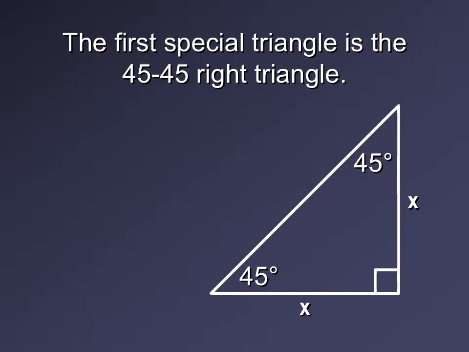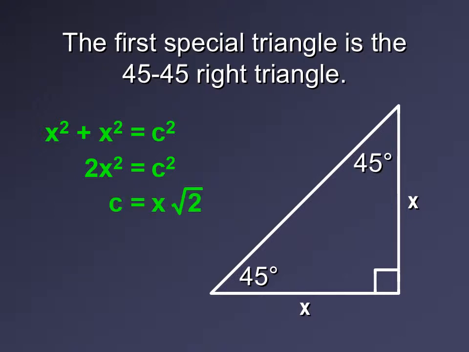Now to find the hypotenuse, or to prove the hypotenuse, we can use the Pythagorean theorem, which says x squared plus x squared equals c squared. Well, x squared plus x squared is 2x squared. So now we have 2x squared is equal to c squared. Now what we're going to do is square root both sides. So when we square root both sides, we end up with c by itself, but then we also end up with x square root of 2. So c is going to be x square root of 2.